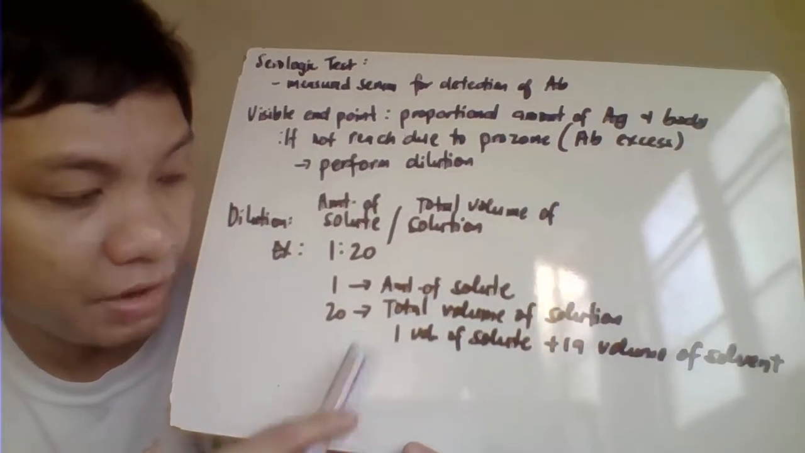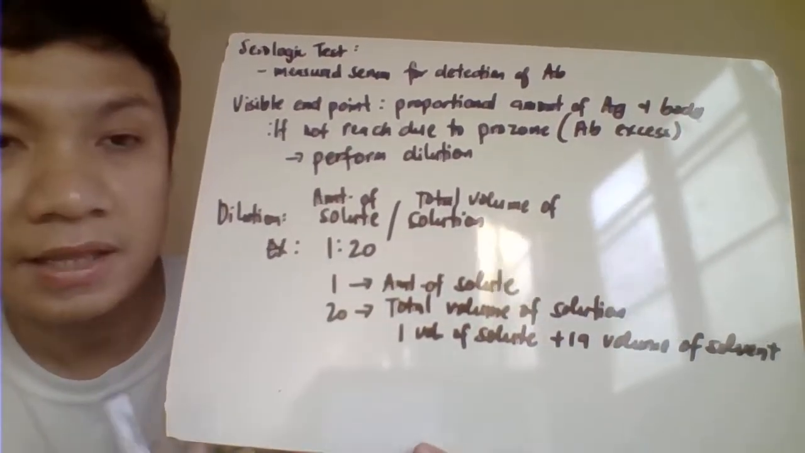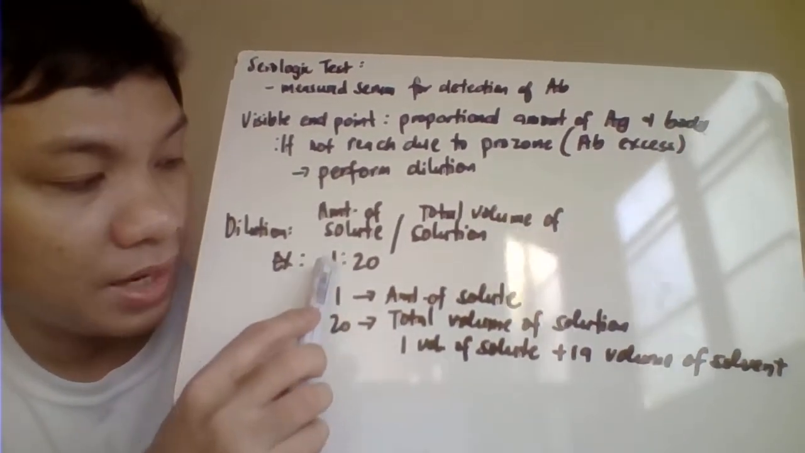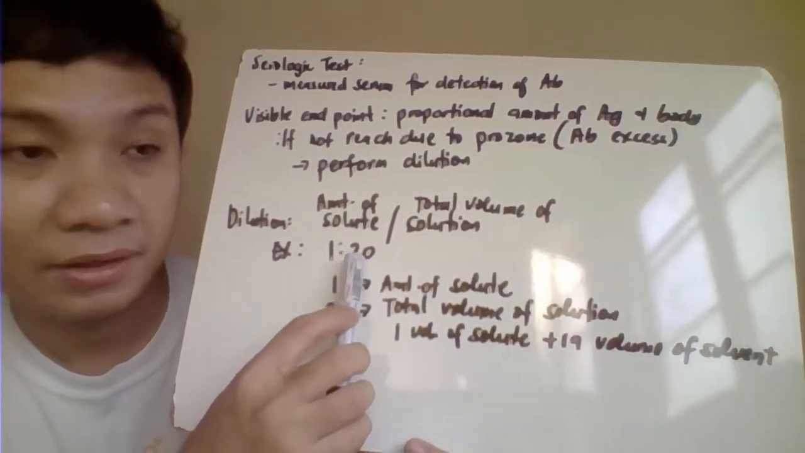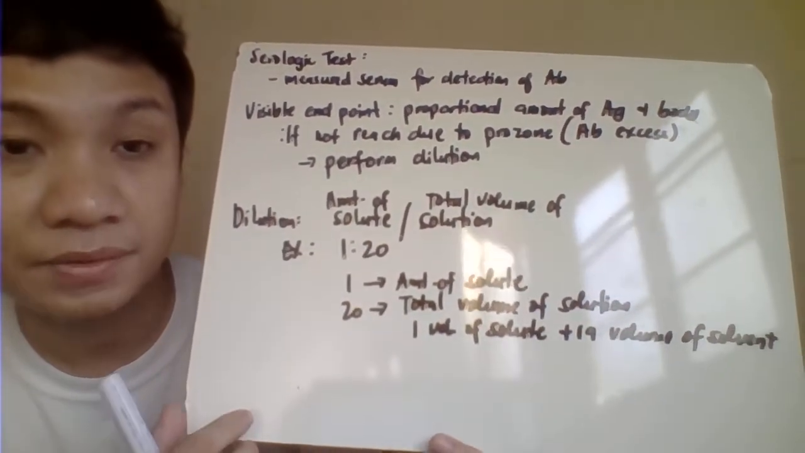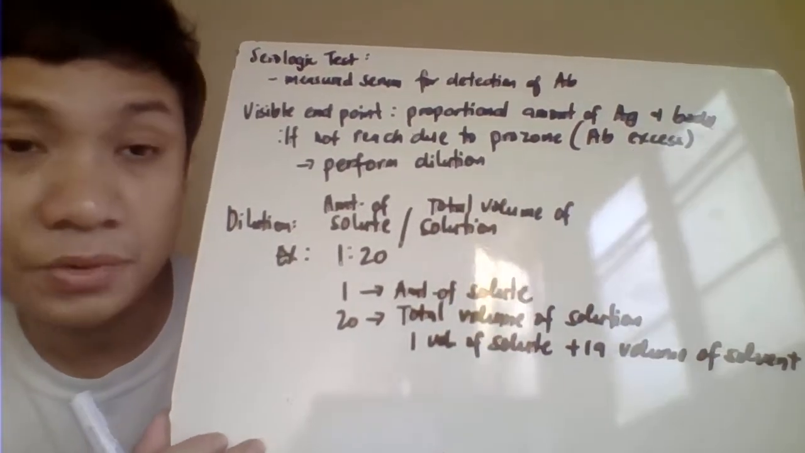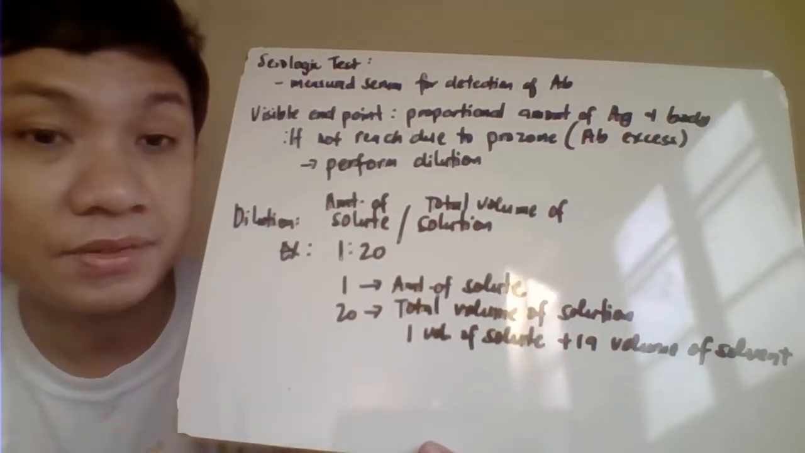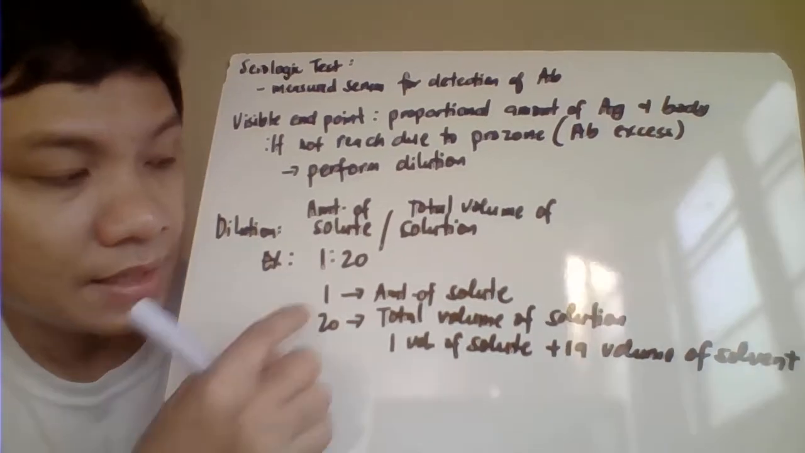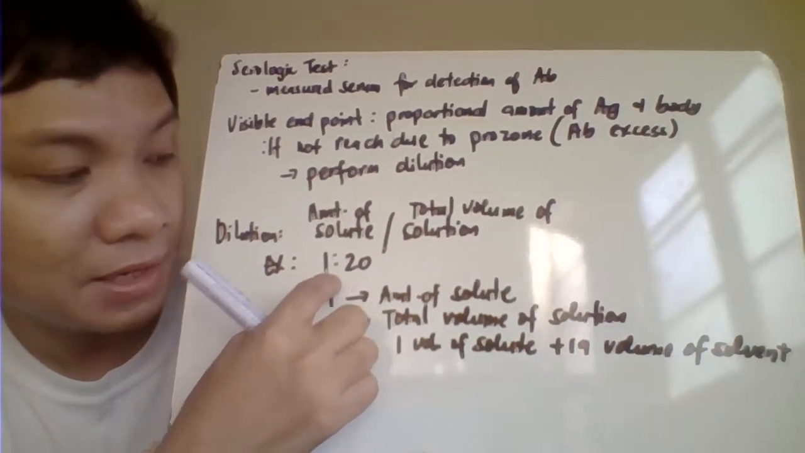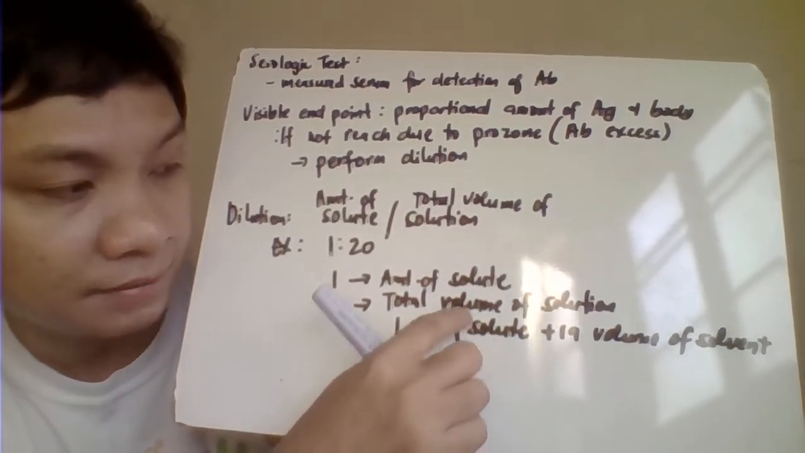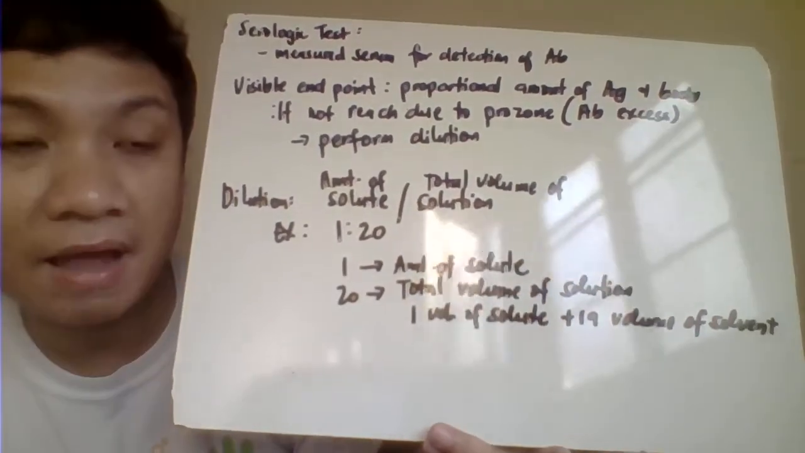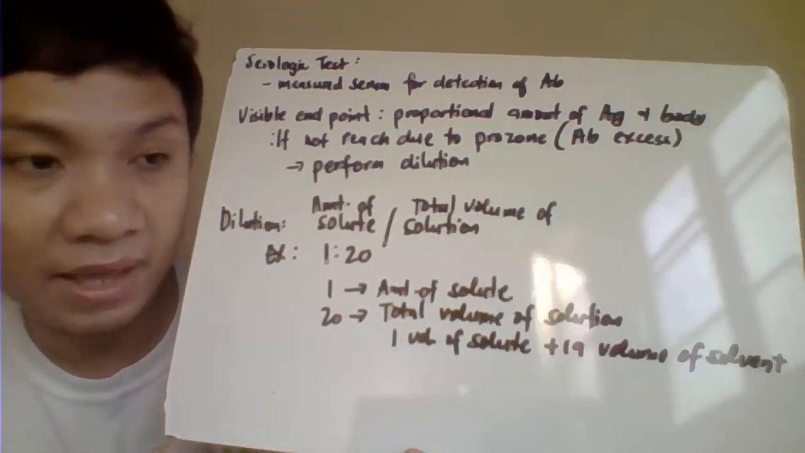For example, if you have a 1:20 dilution, the 1 refers to the volume of your solute and the 20 is the total volume of your solution. Again, your solution is equal to your solute plus your solvent. Since our solute is 1, the remaining portion of the 20, 20 minus 1, or 19, would be the volume of your solvent.